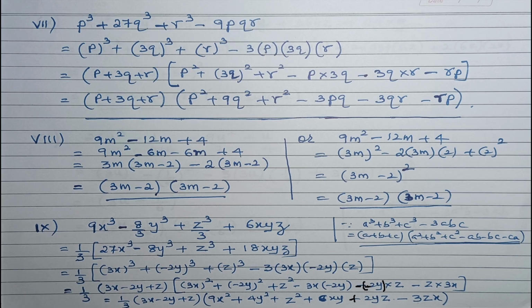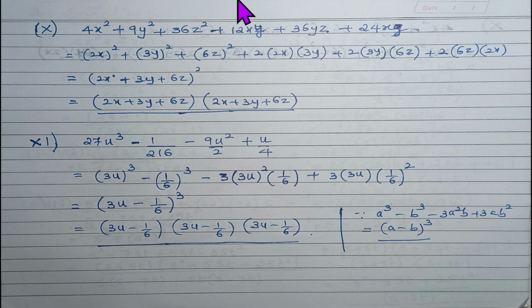Now let us proceed further. The next example is 4x² + 9y² + 36z² + 12xy + 36yz + 24xz. So now it is a², b², c². I have got the a² + b² + c² form.